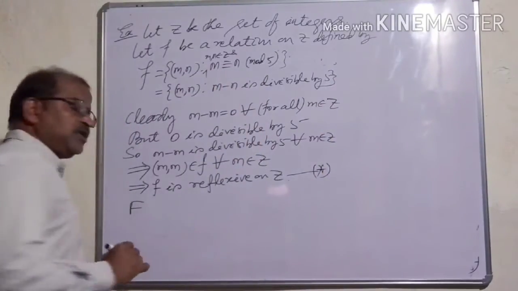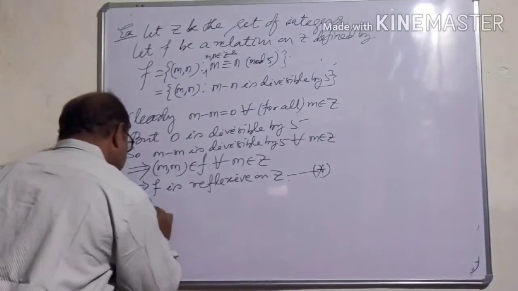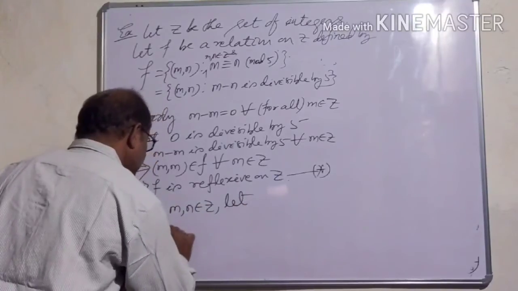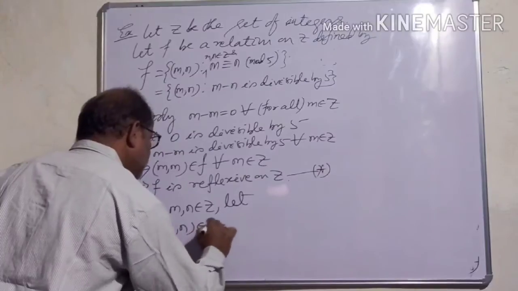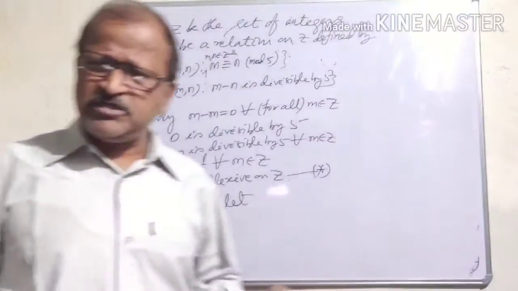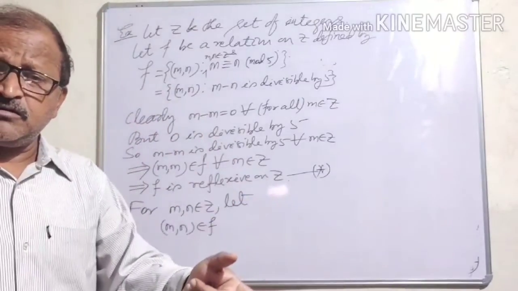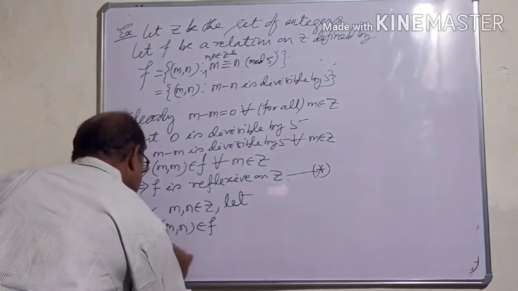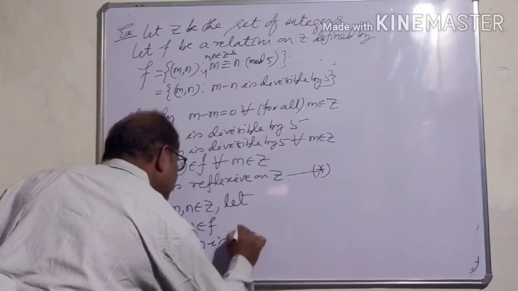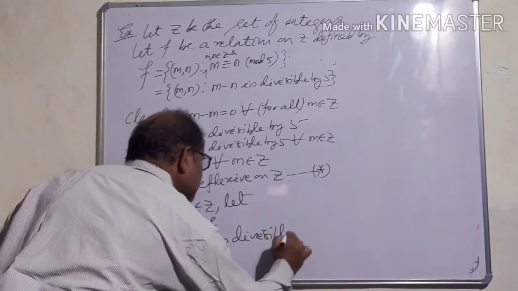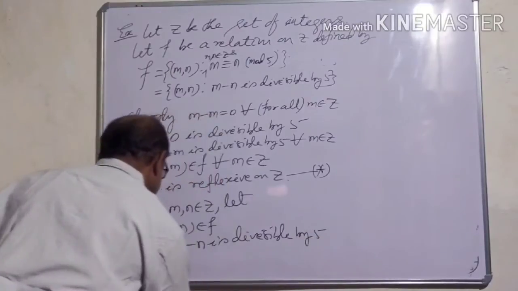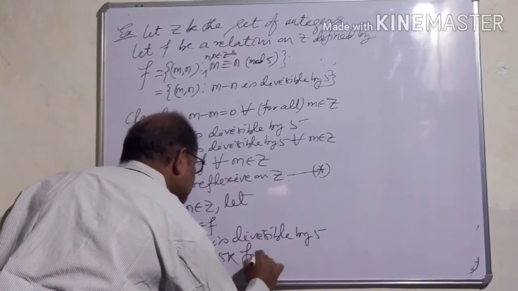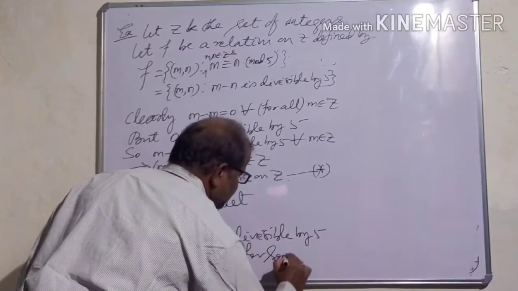For next we will test the symmetricity. For M, N belongs to Z, let M is related to N. M and N are any two integers such that M is related to N. We have to prove that N is related to M. Okay? So this implies M minus N is divisible by 5. This implies M minus N is equal to 5k for some integer k.